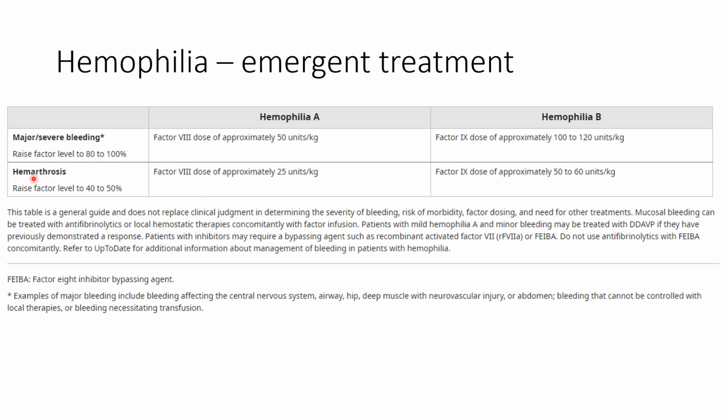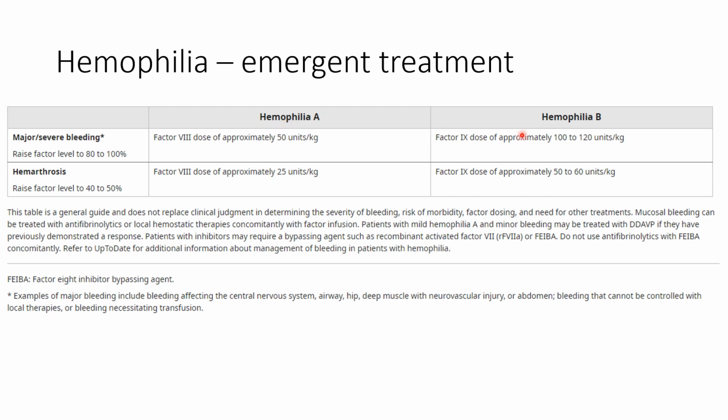Okay, and then contrast that with just run-of-the-mill hemarthrosis, less severe, less life-threatening. The goal is to raise the factor level up to 40 to 50%. Remember, hemophilia is symptomatic at about 30%, so raising it to 40 to 50% should help correct the issue. You don't want to go too high because then you run the risk of overcoagulation, but you kind of want to get the sweet spot.